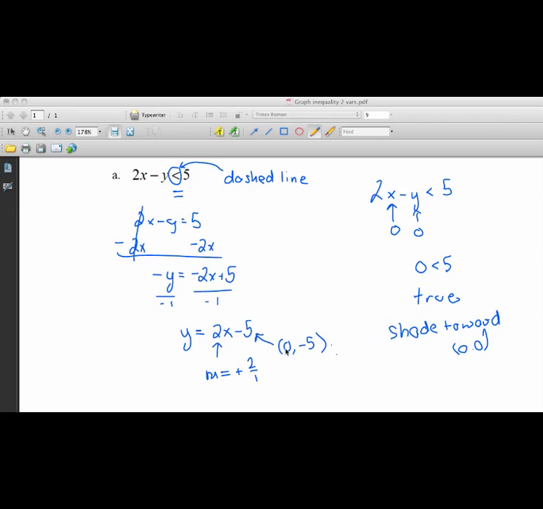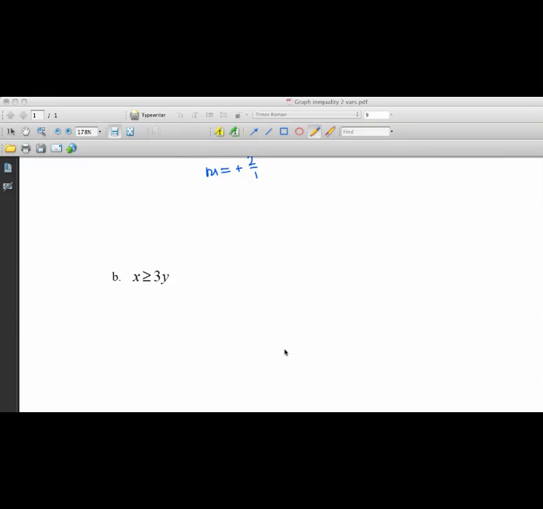Going on to our next problem, we're going to start the same way. We will again start by changing the inequality to an equation. This time I'm going to draw a solid line, because it's an inclusive inequality, a greater than or equal to, instead of a strictly greater than. So I have the equation x equals 3y.